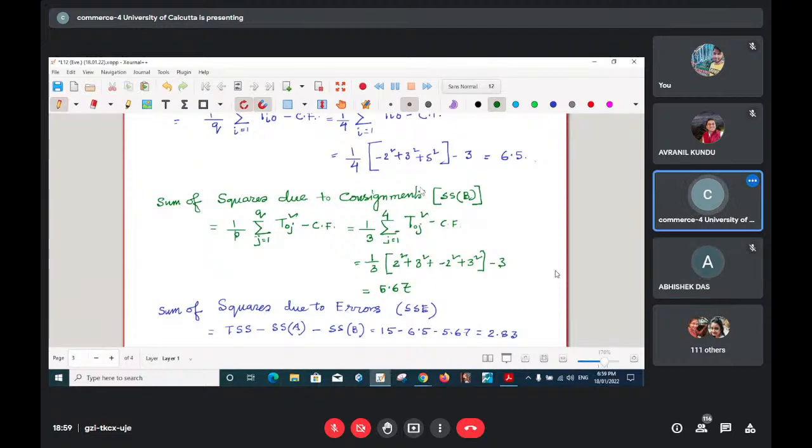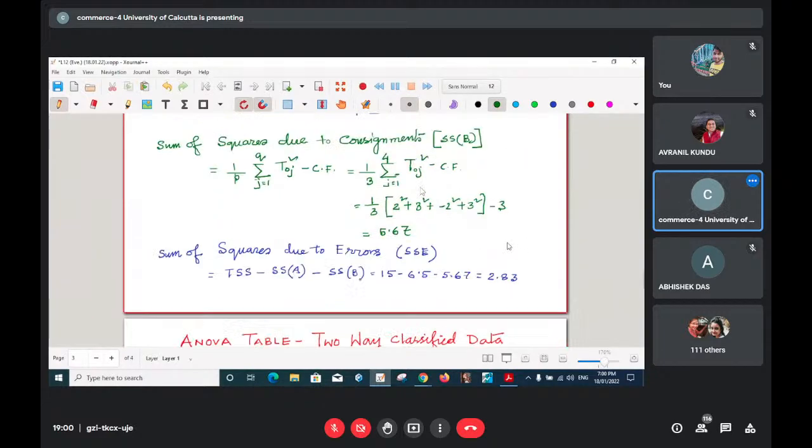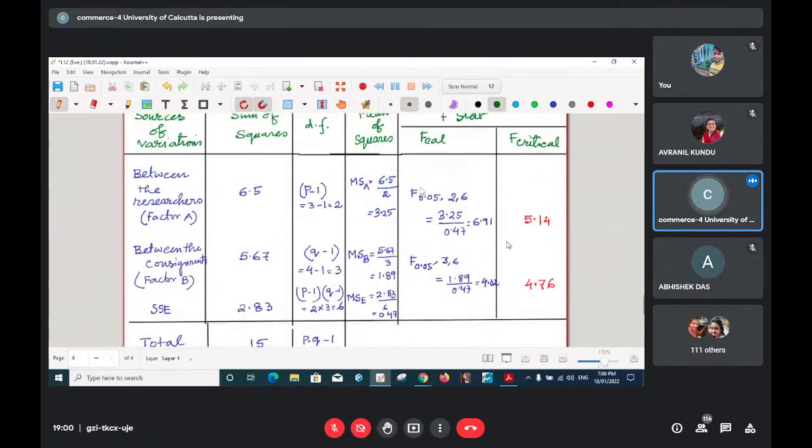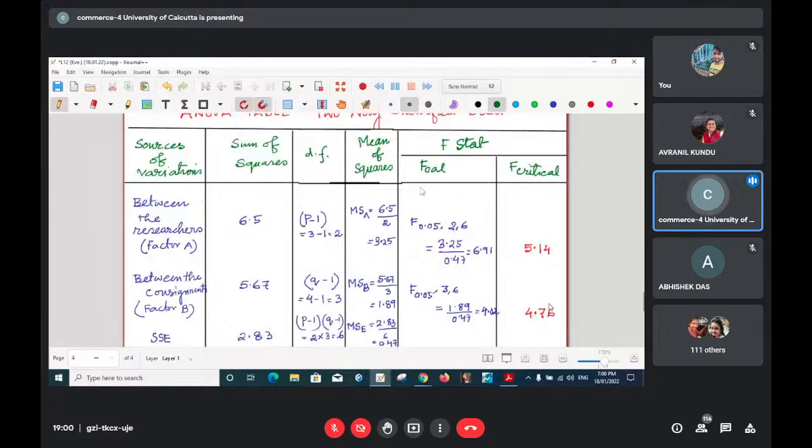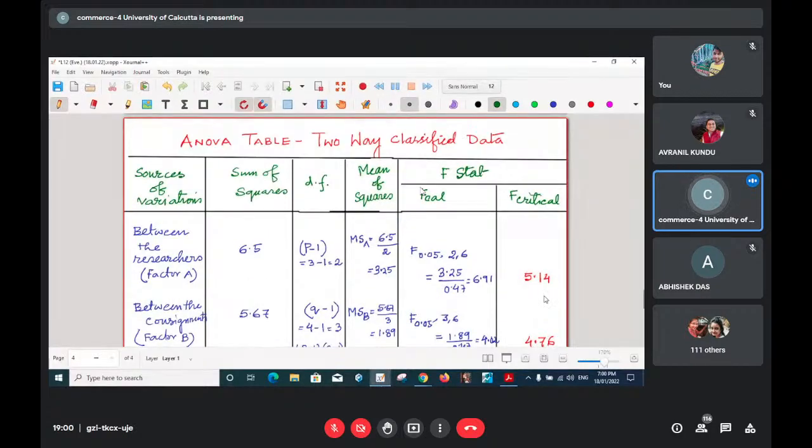Now what I will do, next I will tabulate all the figures, because I have calculated each and everything. I have calculated total sum of squares. I have calculated correction factor. I have calculated sum of squares due to factor A, sum of squares due to factor B, and sum of squares due to error. Now I'd like to tabulate it. So you just tabulate it in 2-way classified data. ANOVA table, 2-way classified data. This is most important.